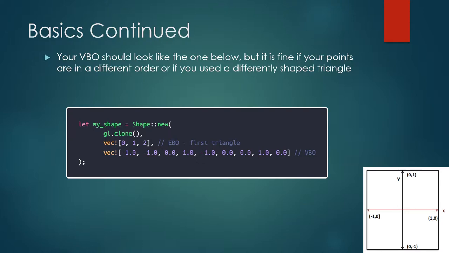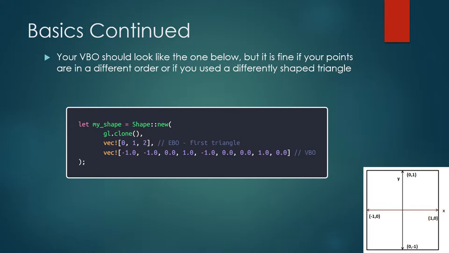Hopefully you came up with the same VBO that I did. You may have used a different order, but it should still work just fine. If we actually draw these three points on the OpenGL coordinate graph, we do see that it gives us a triangle. So the first point is -1, -1, 0. Now for these three points, Z is always going to equal 0 just because we're making a 2D triangle.